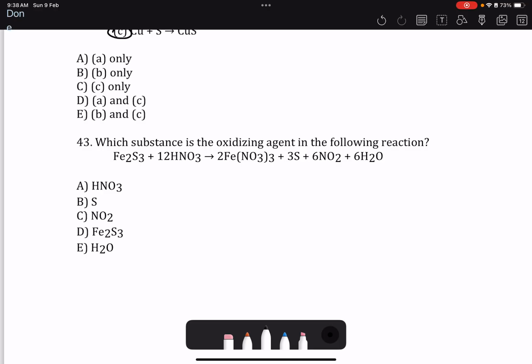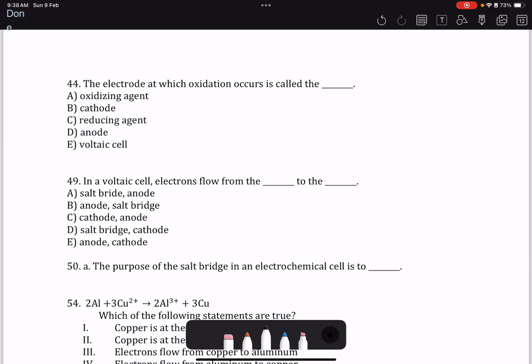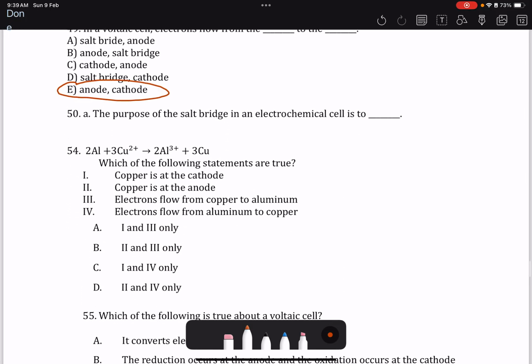Now I'm going to move on to the final part of this worksheet. Oxidation always occurs at the anode. Never forget this. And electrons flow from anode towards the cathode. And the purpose of the salt bridge is to maintain the electrical neutrality of the cell. It has to balance the charges.